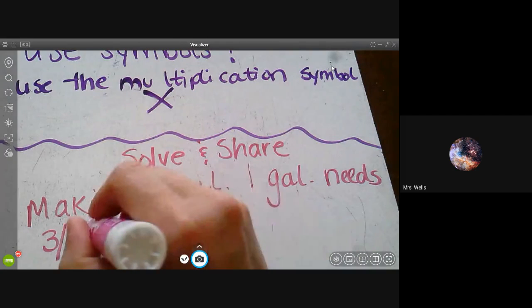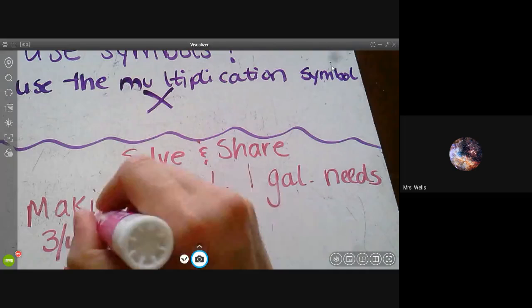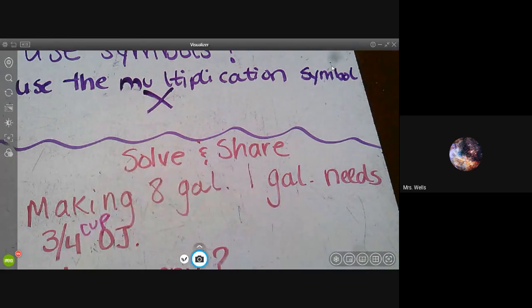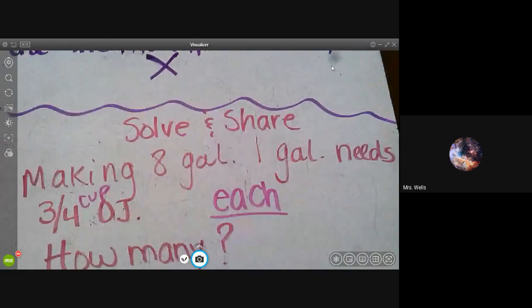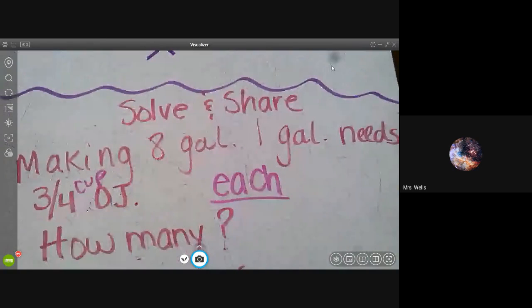Okay, so this does not mean, oh, I have to figure out how many cups are in a gallon. No, this is saying for each, and let's remember that word, each gallon, it needs 3/4 of a cup of orange juice. Now, the final question is, how many cups of orange juice are needed? So how many cups of orange juice are needed to make 8 gallons of fruit punch?